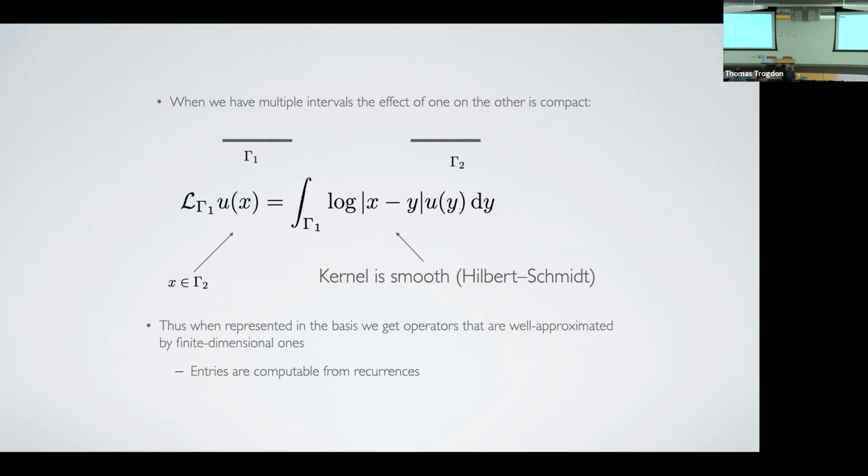Well, here the key idea is the effect of one interval on the other is a compact operator. So when we use polynomials to discretize these operators, it's going to be effectively finite dimensional. The interaction between the two intervals will be essentially finite dimensional, provided these are separated sufficiently far.